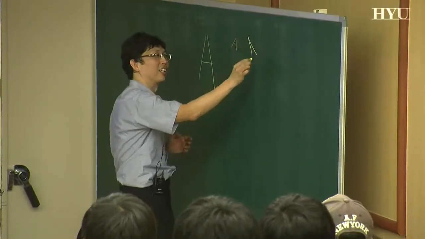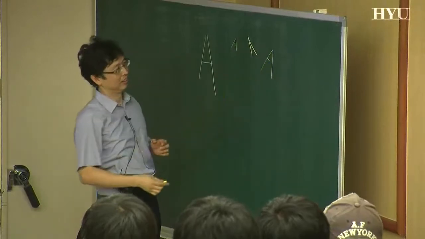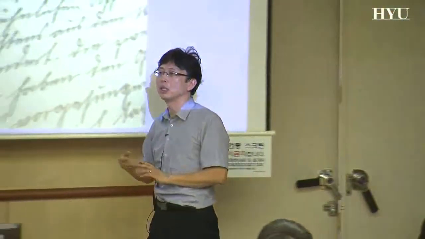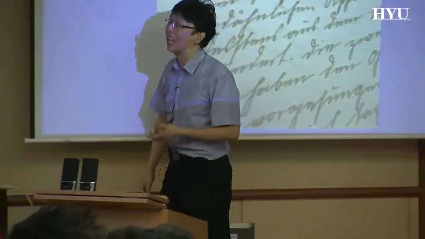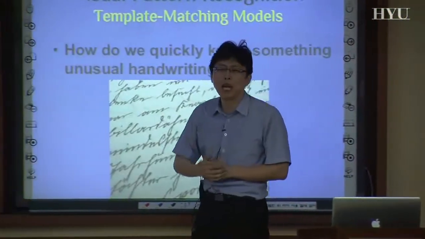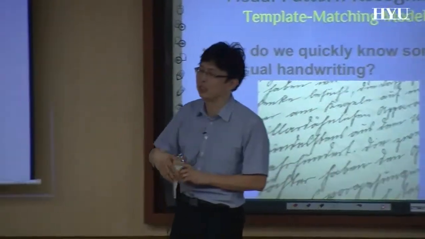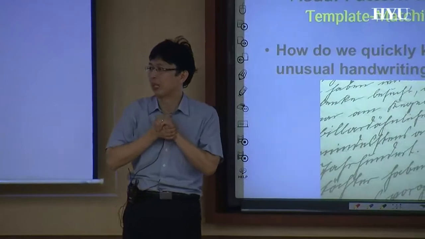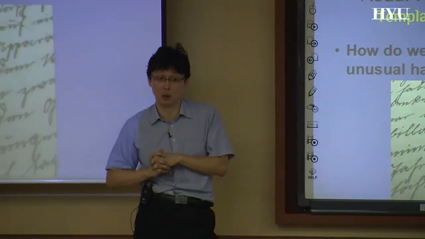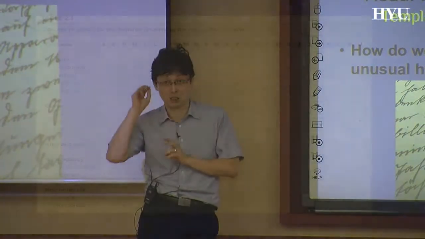Any type. Okay, we recognize this one as A. Many people have different handwriting. A computer may not recognize those kinds of things as A, but a human can do it. Why? Template matching theory cannot explain these kinds of phenomena. That's why another group of researchers developed a new theory called feature analysis.